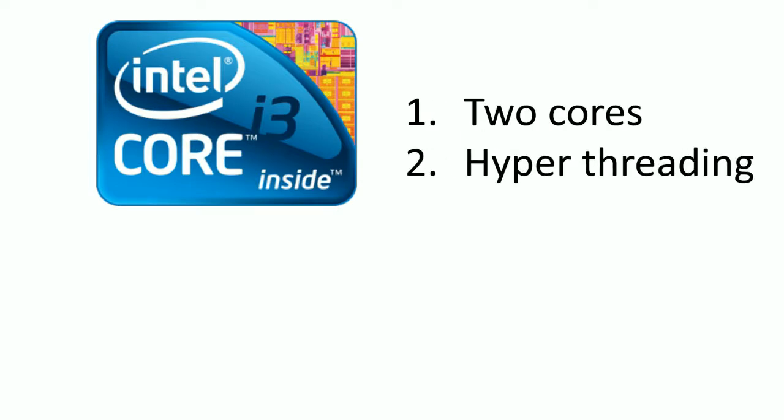So here is what we have today. A Core i3 is the most basic option. First, it has 2 processing cores and hyper-threading.